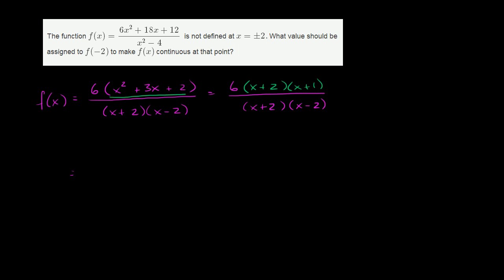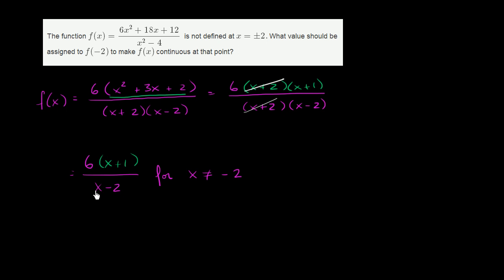So this is equal to 6 times, and we're going to divide by x plus 2 in the numerator and x plus 2 in the denominator. So it's going to be 6 times x plus 1 over x minus 2. And we have to put the constraint here because now we've changed it. Now this expression over here is actually defined at x equals negative 2, but in order to be equivalent to the original function, we have to constrain it. So we will say for x not equal to negative 2.